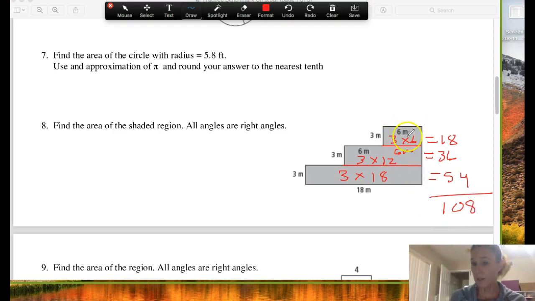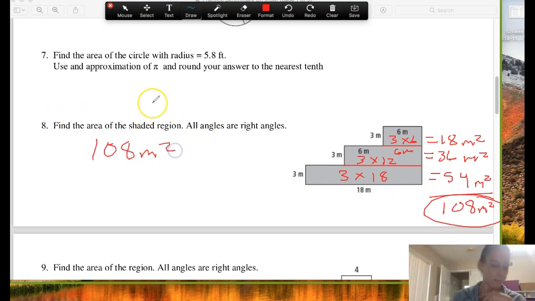These are all areas. So when you did meters times meters, this was meters squared. These are all meters squared. When you add them up, you have meters squared. So the area of the shaded region is 108 meters squared. All right, on to the next one.